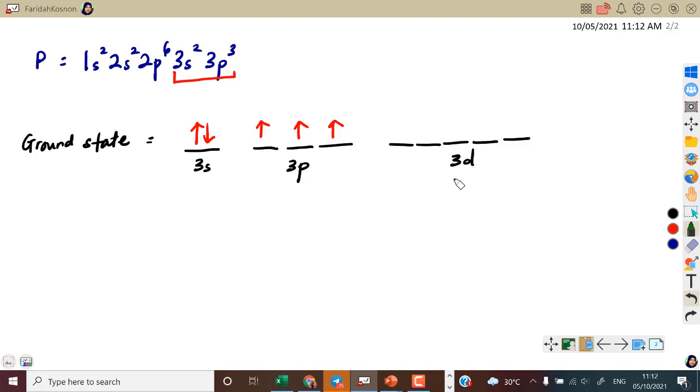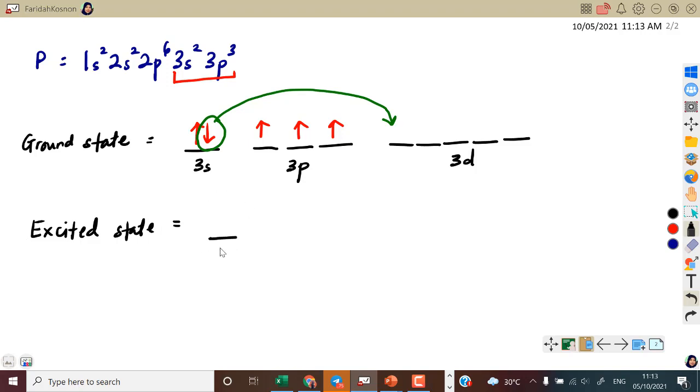So in order to get 5 unpaired electrons, 1 electron from the 3s orbital will be promoted or excited to the empty orbitals in the 3d subshell. Jadi akan berlaku proses excitation of electron ataupun promotion of electron. Jadi kita boleh tulis the next state adalah promotion of electron ataupun excited state. Elektron itu teruja ke higher energy level, which is 3d. Kita boleh tulis excited state seperti contoh-contoh sebelum ini.